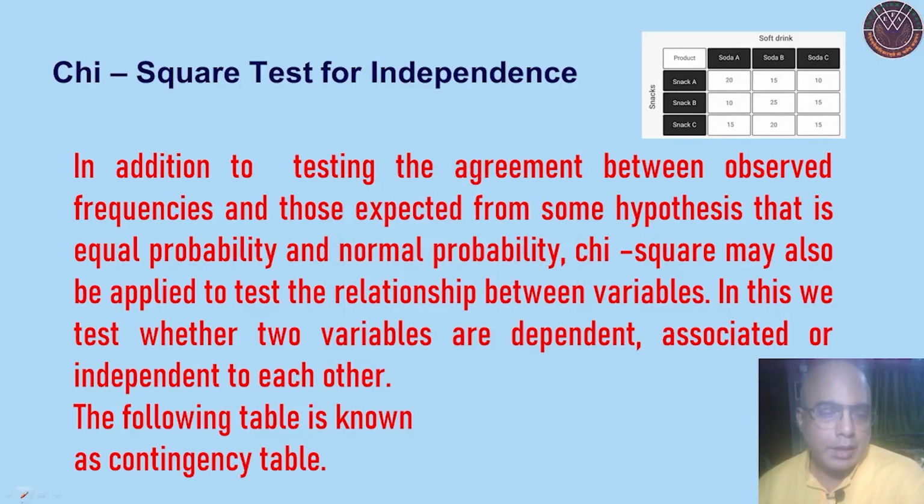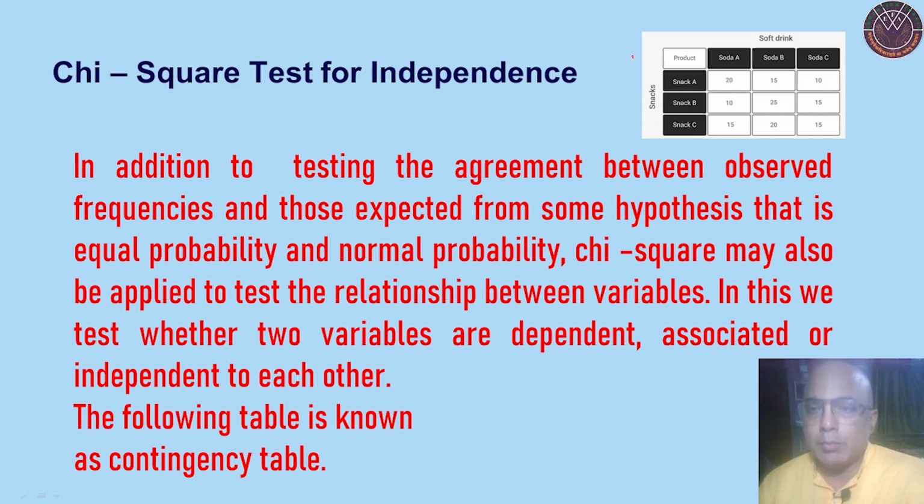Now the second type is the test of independence. In addition to testing the agreement between observed frequency and those expected from some hypothesis, that is equal probability and normal probability, chi-square may also be applied to test the relationship between variables, whether they are associated or related. In this we test whether two variables are dependent, associated, or independent of each other. The following table is known as a contingency table, so here you try to make a contingency table.